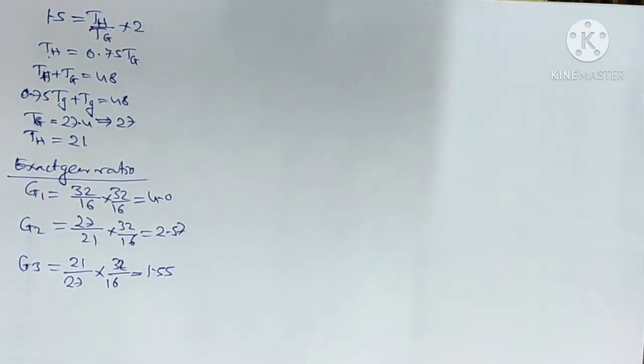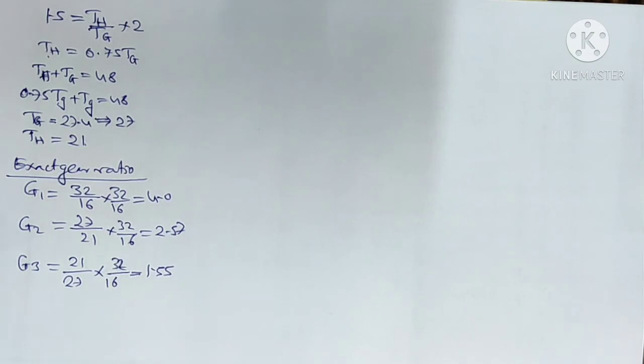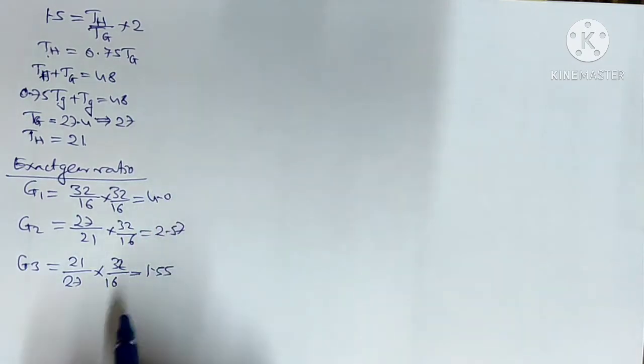So this way we can find out the exact gear ratios, and we have fulfilled the condition that the center distance between the lay shaft and the main shaft is maintained, and the minimum teeth on the gear, 16, is also maintained. So these are the gear ratios which we are going to get, and these are the exact ratios.